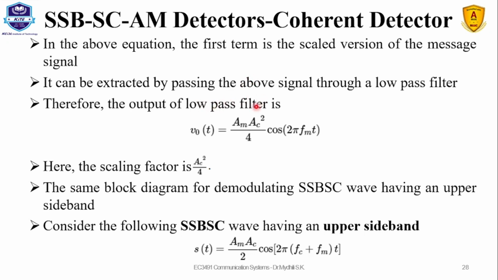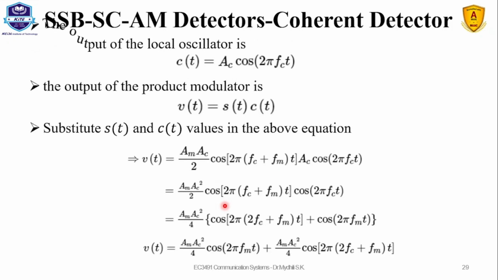When passing it to the low pass filter, only the first term is obtained. Finally, the scaling factor for this term is considered as AC square by 4. After the scaling factor is applied, we will obtain only the Vm cos omega mt term. So this is about the single sideband suppressed carrier demodulation part.